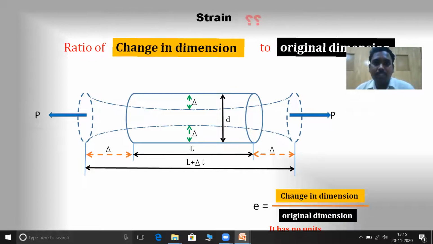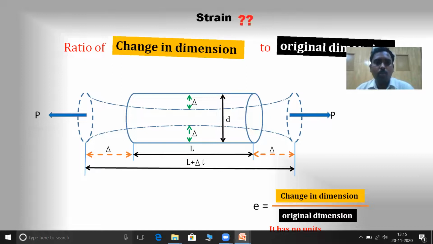Why it has no units? Because in the numerator and the denominator, we will be having the same dimensions. If I take length as a reference, in the numerator also there will be a length, and in the denominator also there will be a length. So both get cancelled, so there will be no units. So this is all about the strain.